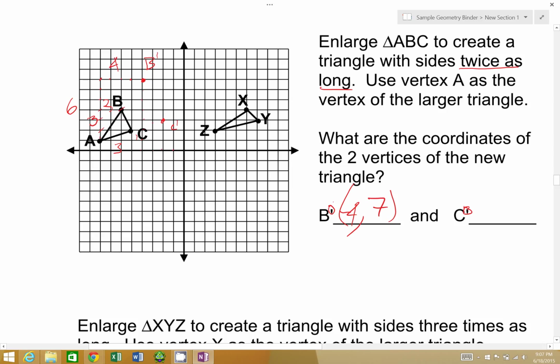So, back 2, so that's negative 2, the ordered pair for this point, and up 1, 2, 3. So thus, this is my ordered pair. Awesome.